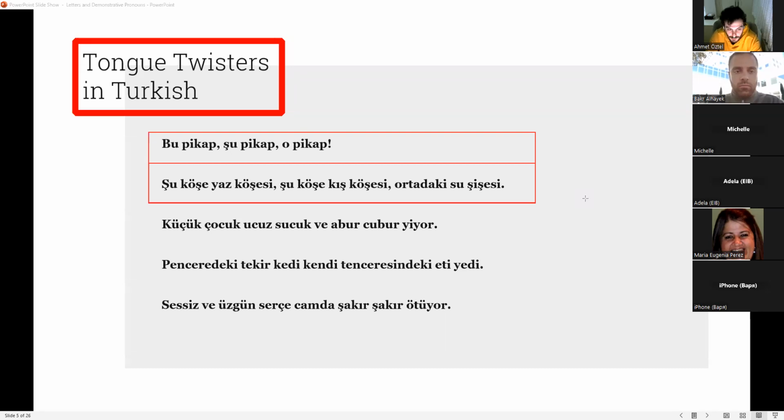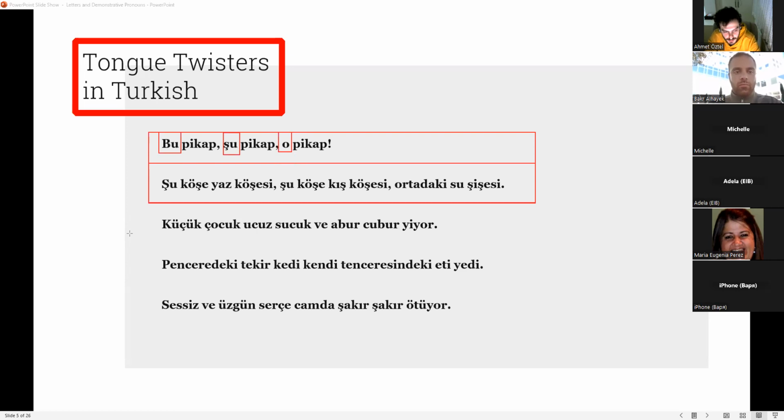I have to be careful with this one. Bu pickup, şu pickup, o pickup. Bu pickup, as you can see. Bu pickup, şu pickup, o pickup. And by the way, we are also going to talk about this bu, şu, and o later on. And that's why actually this tongue twister is in the list.